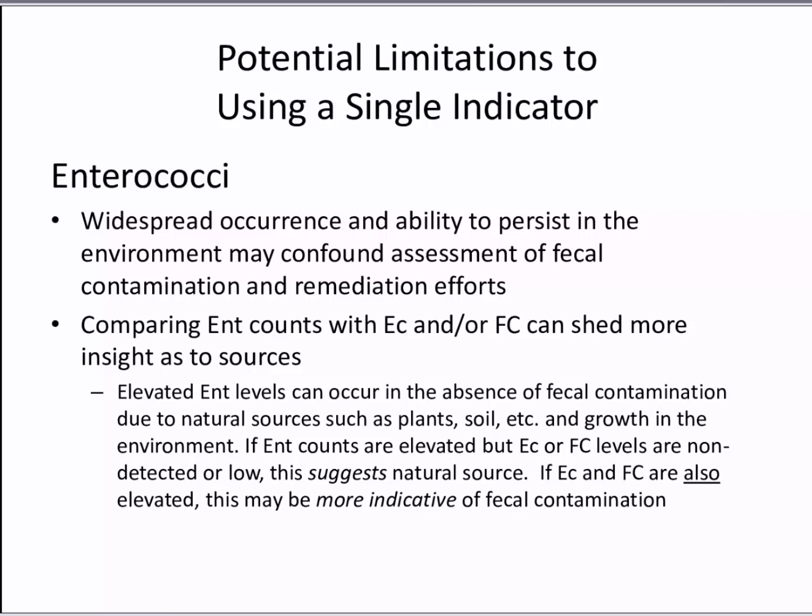Okay. So just because they're present in the environment doesn't necessarily indicate fecal contamination. But if the Enterococci counts are elevated and the E. coli or fecal coliform levels are non-detected or low, this suggests natural source inputs. But if the E. coli and fecal coliform counts are also elevated, in addition to Enterococci, this is actually more indicative of fecal contamination. So by using multiple indicators, we can gain more information.